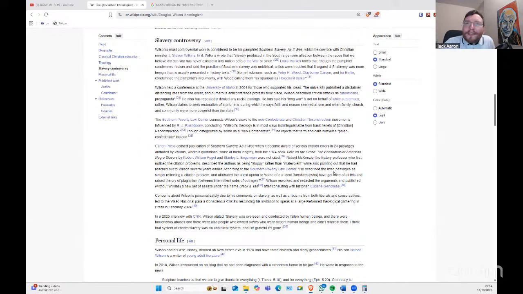Well, surprise, surprise. His pamphlet, Southern Slavery as It Was, he co-wrote with Christian minister Stephen Wilkins. Slavery produced in the South a genuine affection between the races, we believe we can say has never existed in any nation before the war. Okay, I can see why that would be controversial.